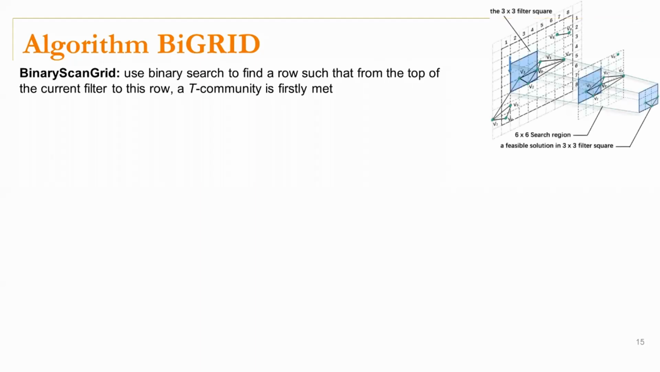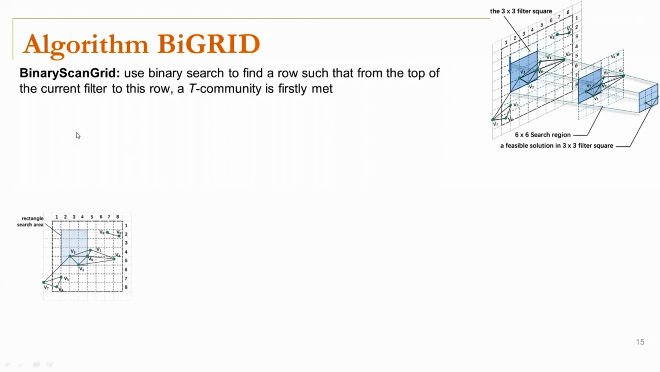For example, assume that we are trying to check if a T community can be enclosed by a square covering 3 times 3 cells. So in linear scan grid, we will first check this filter, and it does not contain a T community. So we move the filter down by row and to this position, and the feasible community is found. And in binary scan grid, we first use binary search to find this row, because from the top of the filter to this row, a T community is first met.